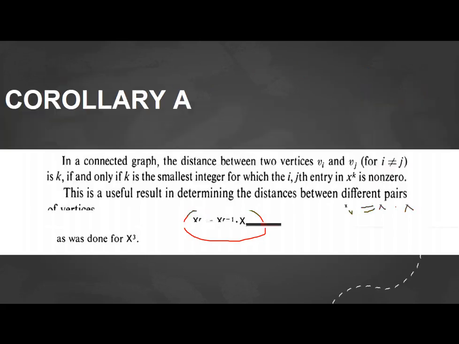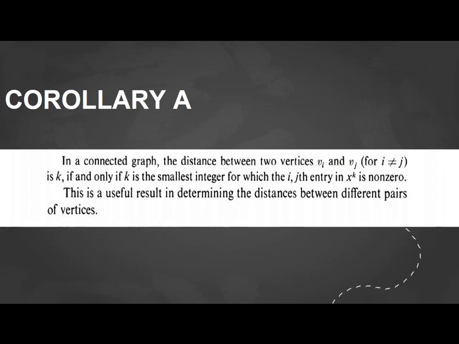Now we have some conclusions. So corollary A states that in a connected graph the distance between two vertices vi and vj will be k if and only if k is the smallest integer for which the ijth entry in x raised to k is non-zero. That means if I take the matrix x raised to k and its ijth entry is non-zero, that is, not zero, then the distance between the vi and vj I am considering is equal to that k, and that is going to be the smallest number.